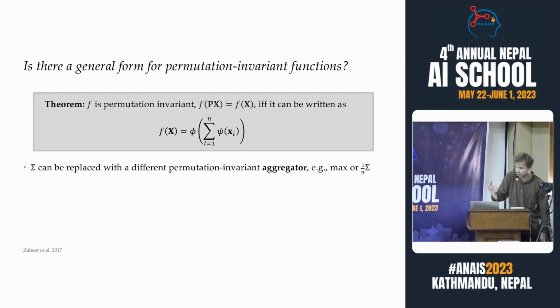And this is a motivation for these architectures. The first part with the psi is going to be equivariant, because you remain at the node level. Then you take the sum, so you've collapsed everything. And the last part is invariant. So the sum can be replaced by other aggregators.